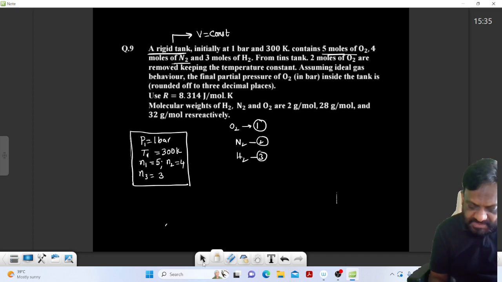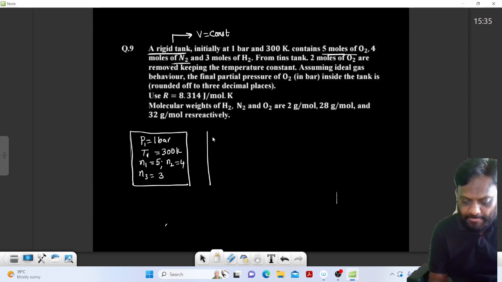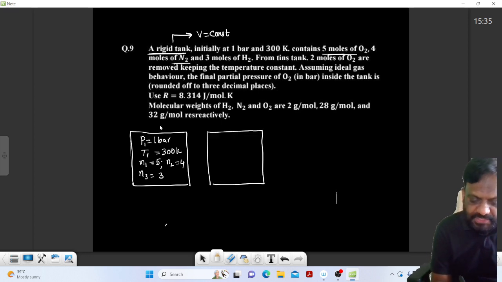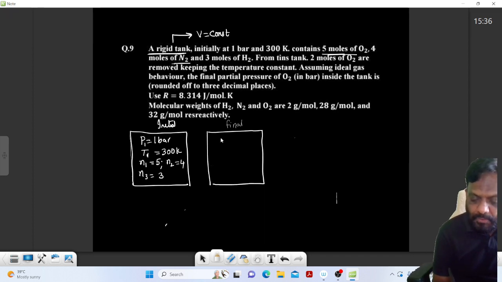Okay, sir. From this tank, listen carefully. From this tank, 2 moles of oxygen are removed. This is initial and this is final. I don't know what is the final pressure, but he says one thing. देखो एक बार कुछ बोला है सर. क्या बोला है सर? Keeping the temperature constant. So what is the final temperature, sir? The final temperature is keeping the temperature constant.